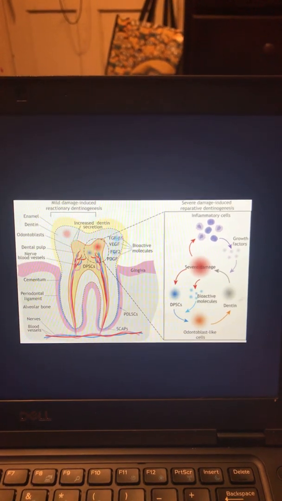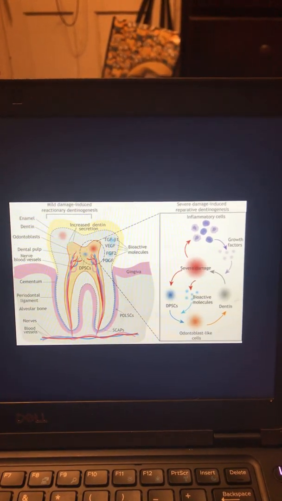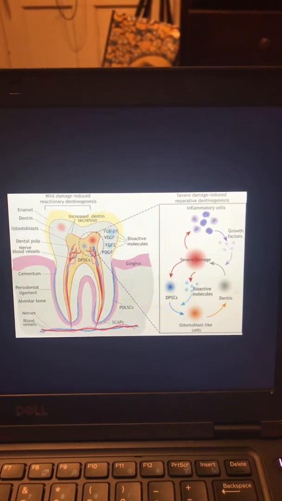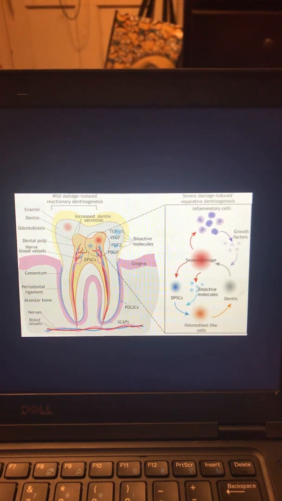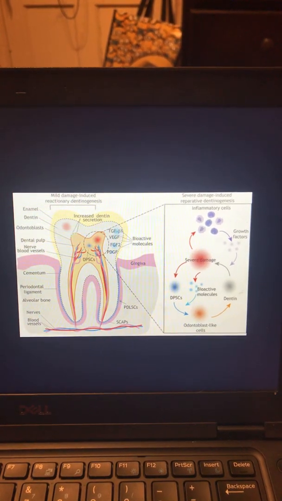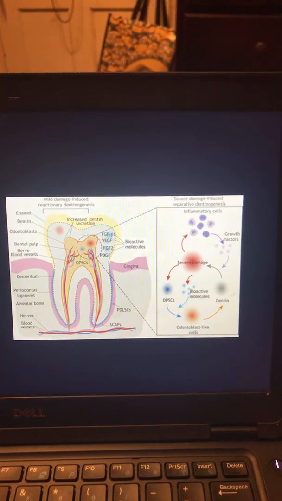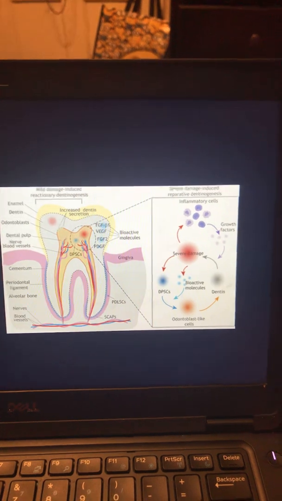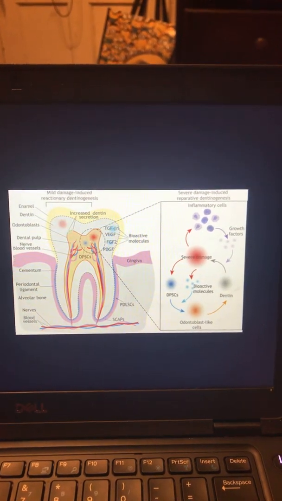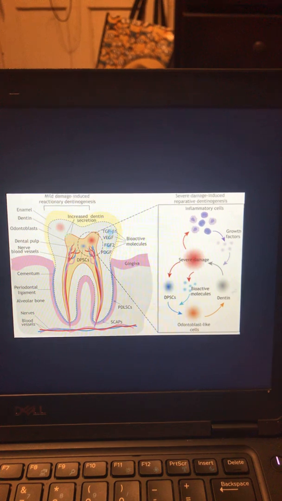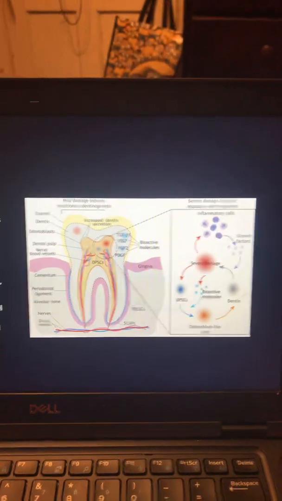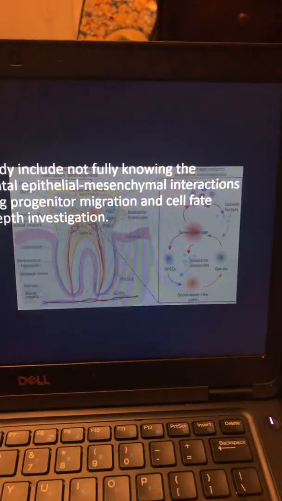Mild injury induces reactionary dentinogenesis, which stimulates increased dentin secretion by odontoblasts. By contrast, reparative dentinogenesis takes place in response to severe injury and requires the recruitment of dental progenitors, which differentiate into odontoblast-like cells to fuel dentin production. Bioactive molecules released from mineralized dental tissues, as well as growth factors produced by recruited inflammatory cells, can promote both odontogenesis and tissue repair.